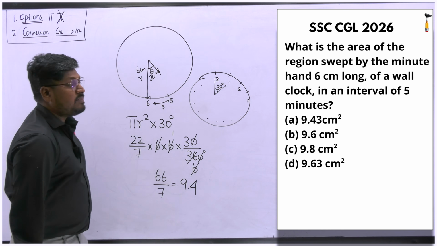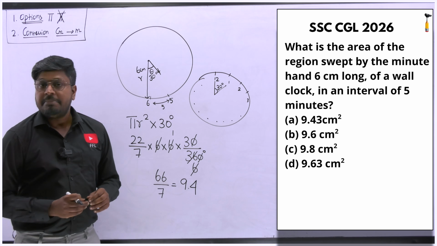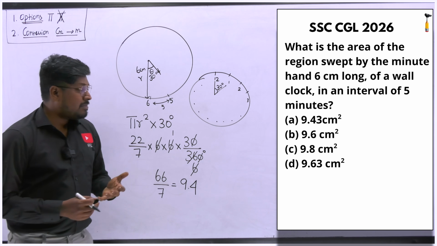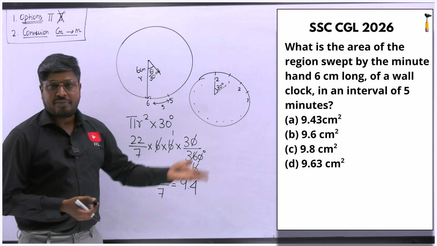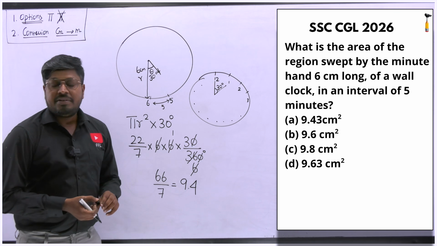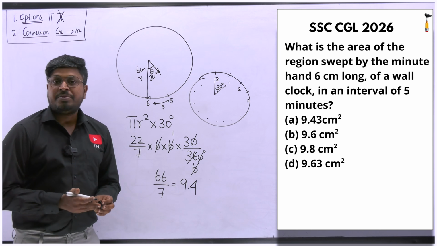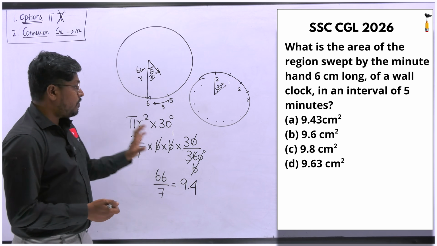So look at the options. We have only one option, option number A, which is 9.4 something. So we don't need to find the next number, because if all the options were 9.4, we would find the next digit. But only one option is 9.4. So we can say that option number A will be the answer for this question.